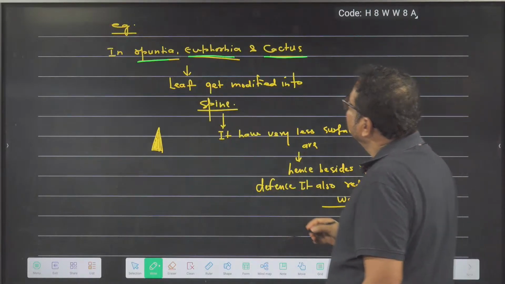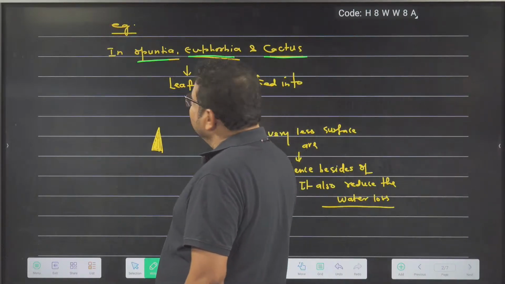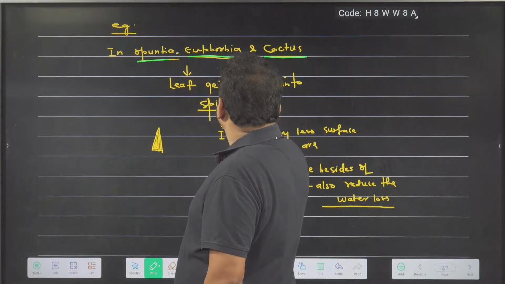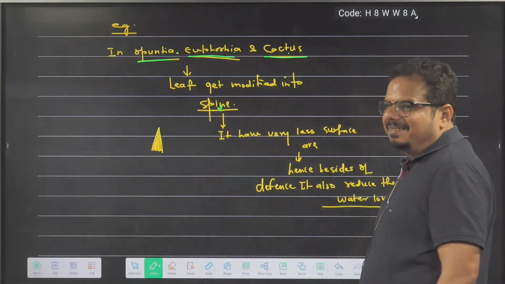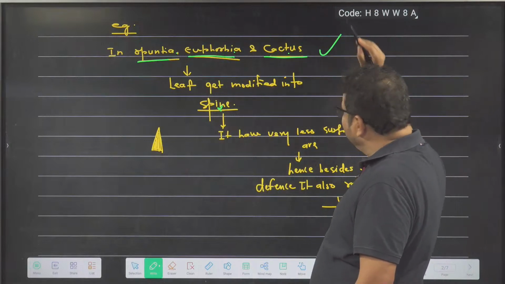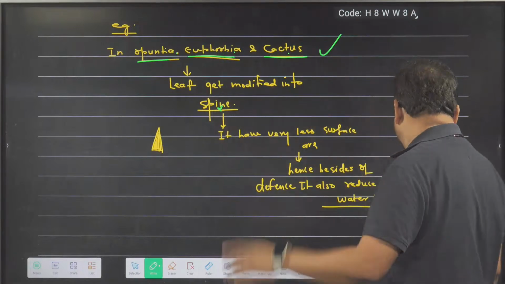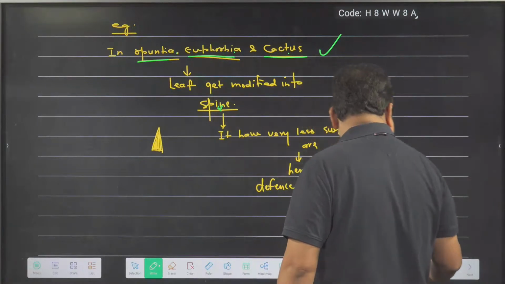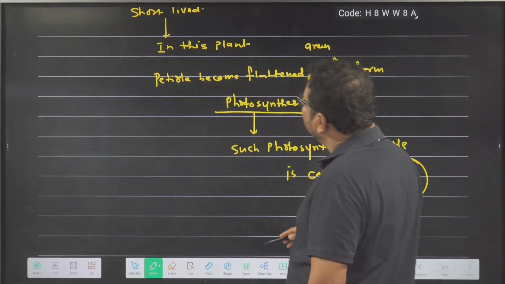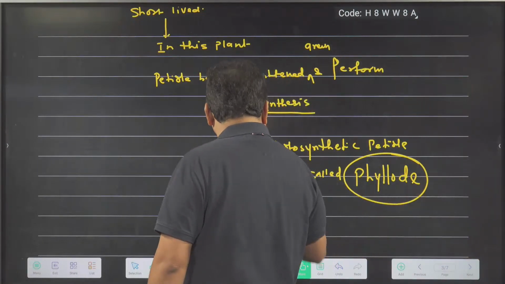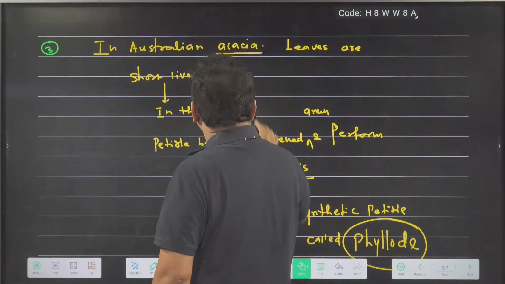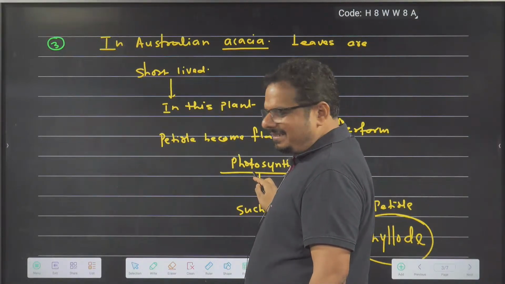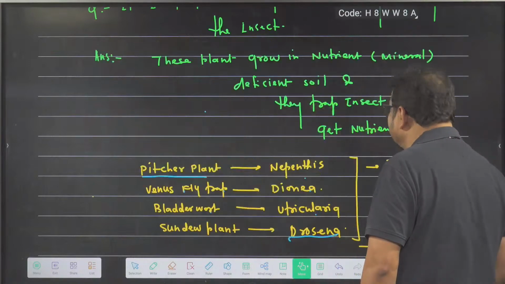Then I wrote a spine. I wrote about everything about leaf modification. Opuntia, euphorbia, cactus, it is a modification of leaf. It is not the modification of a stem. Here spine is present in which one? Leaf modification. Then I wrote about Australian acacia, it is leaf modification. Getting the things or not?